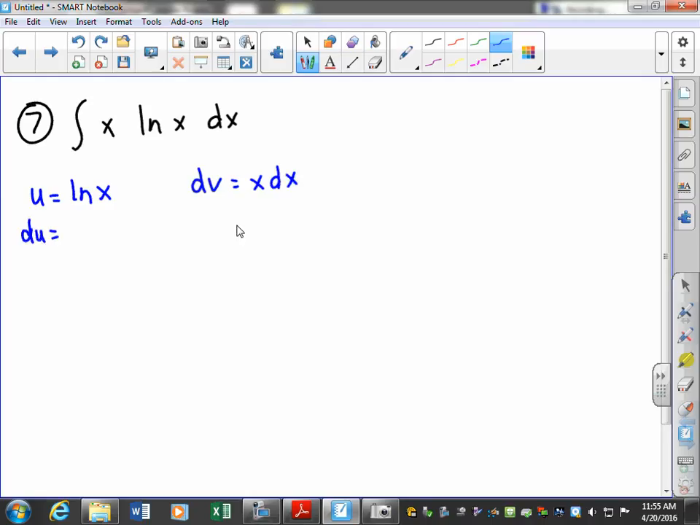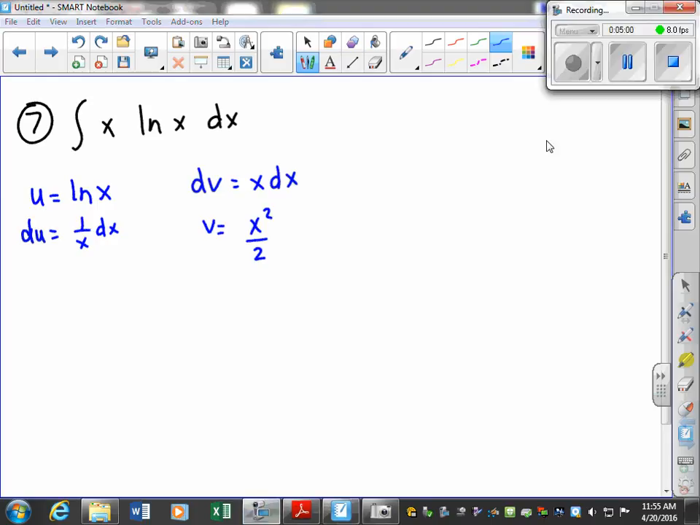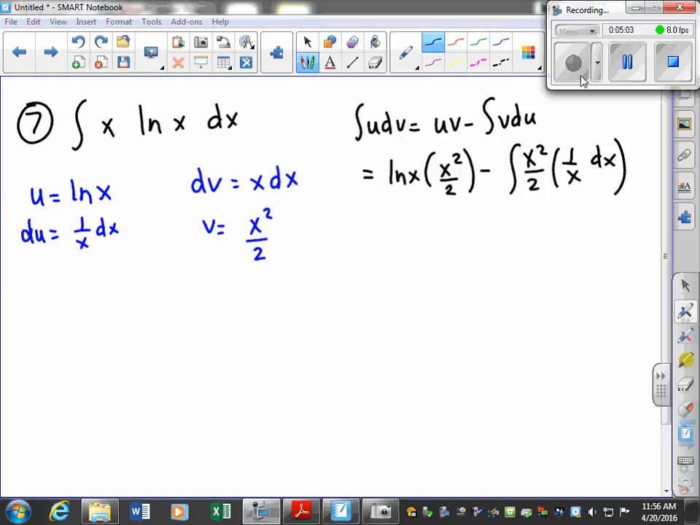du is 1 over x dx. And what about when we take the integral of each side? That's just going to be x squared divided by 2, or 1/2 x squared, plus a constant. Alright, so write your formula and set up the first step. Okay, we have our u times our v minus the integral of v times du.